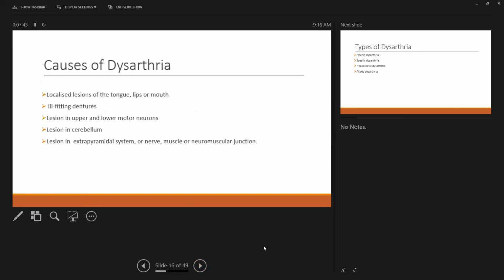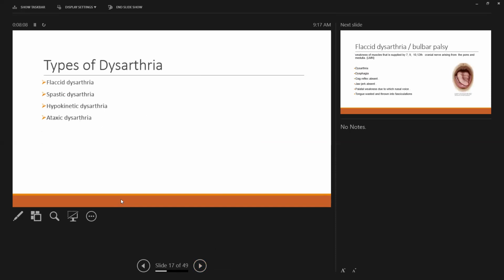Now, first of all, we'll start with the causes of dysarthria. There can be a localized lesion in the tongue, lips, or mouth. There can be ill-fitting dentures, or a lesion in the upper motor neurons or lower motor neurons. There can be a lesion in the cerebellum, the extrapyramidal system, or in nerve, muscle, or the neuromuscular junction. So there are various types of dysarthria: flaccid, spastic, hypokinetic, and ataxic.